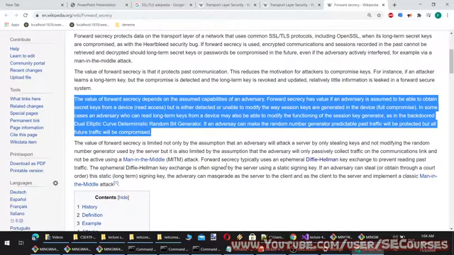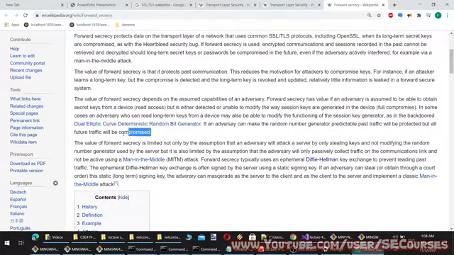The value of forward secrecy depends on the assumed capabilities of an adversary. Forward secrecy has value if an adversary is assumed to be able to obtain secret keys from a device, read access, but is either detected or unable to modify the way session keys are generated in the device, full compromise. In some cases, an adversary who can read long-term keys from a device may also be able to modify the functioning of the session key generator, as in the backdoored Dual Elliptic Curve Deterministic Random Bit Generator. If an adversary can make the random number generator predictable, past traffic will be protected but all future traffic will be compromised.